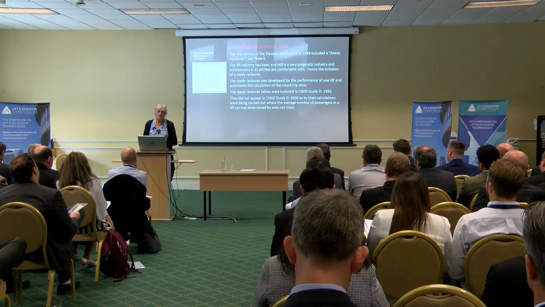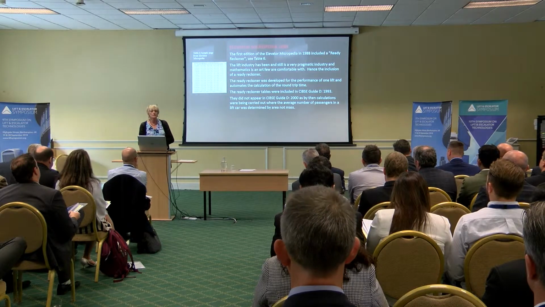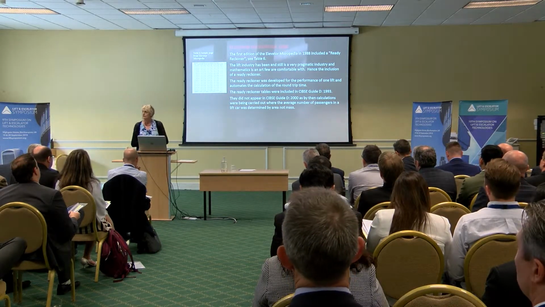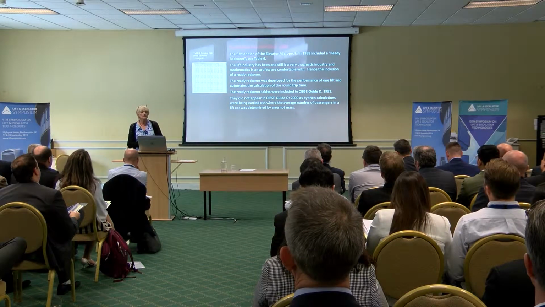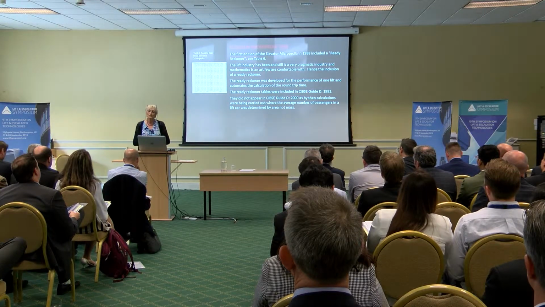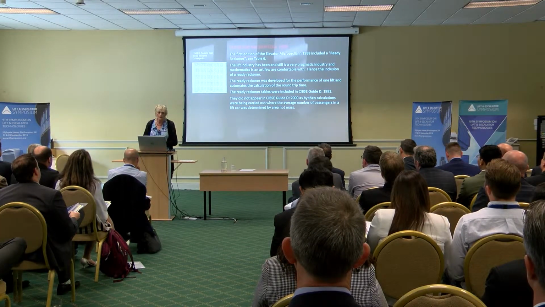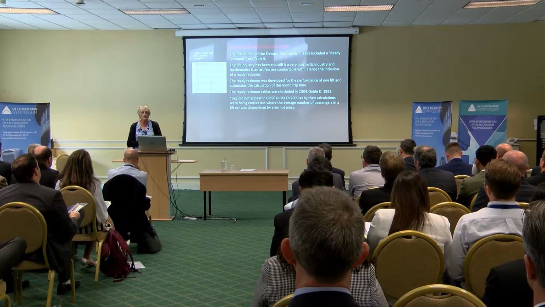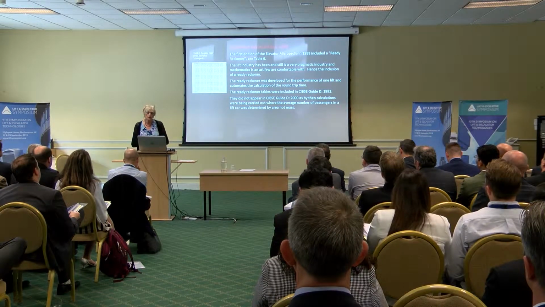In 1988, the first edition of the Elevator Micropedia included a ready reckoner, and the intention of the ready reckoner was to actually allow people to quickly get a value for round trip time. This is because the lift industry doesn't like much mathematics. It likes to be able to hide that if it can, and to find it in tables and charts and so on. The ready reckoner was developed for the performance of one lift, and you had to multiply that up if you had more than one.